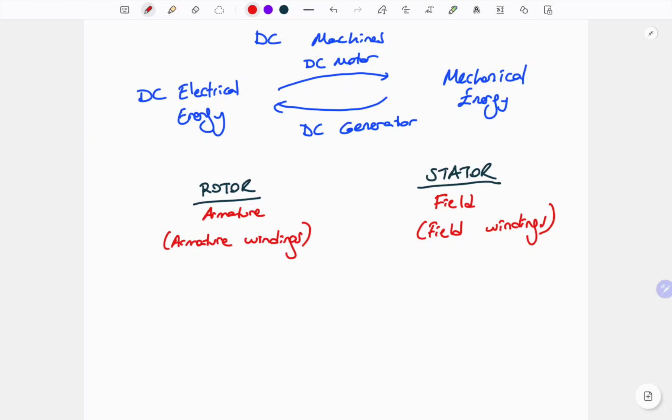Hello everyone, we will talk about the DC machines. As we know from the motor and generator operation, if we convert DC electrical energy to mechanical energy, we have DC motor operation, or if we convert mechanical energy to DC electrical energy, in that case we have the DC generator operation.